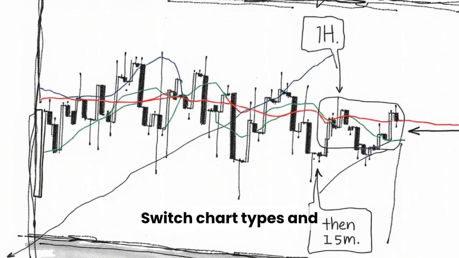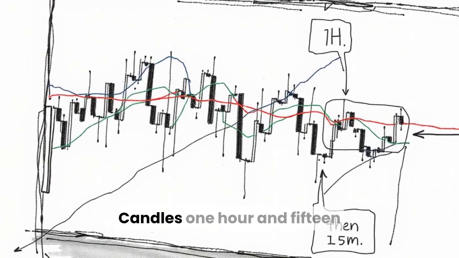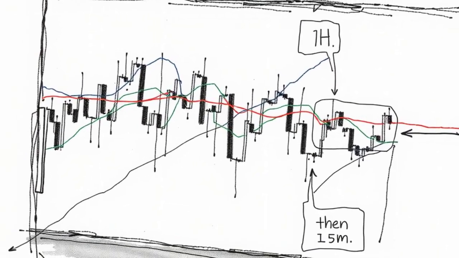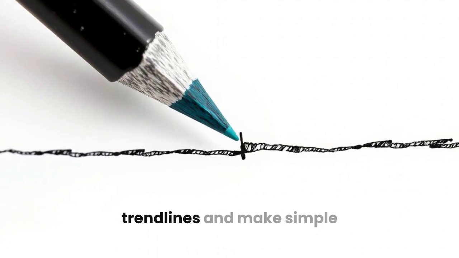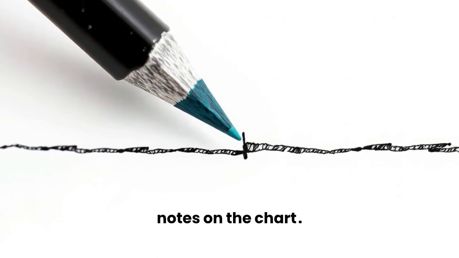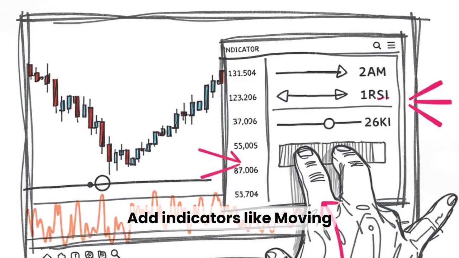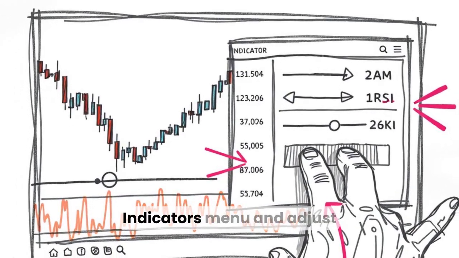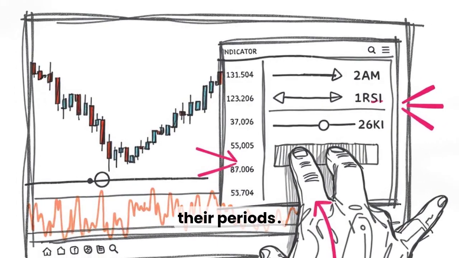Switch chart types and time frames, for example candles 1 hour and 15 minutes. Use drawing tools to add trend lines and make simple notes on the chart. Add indicators like moving average and RSI from the indicators menu and adjust their periods.